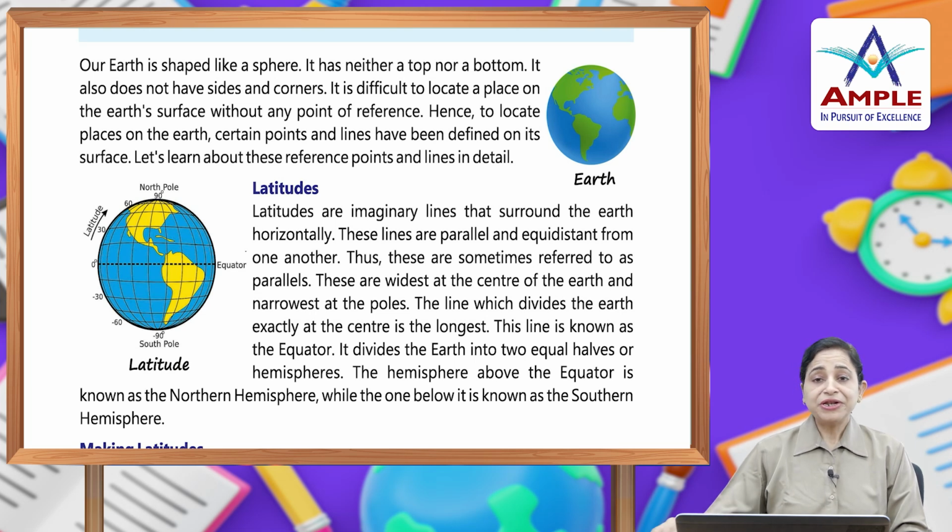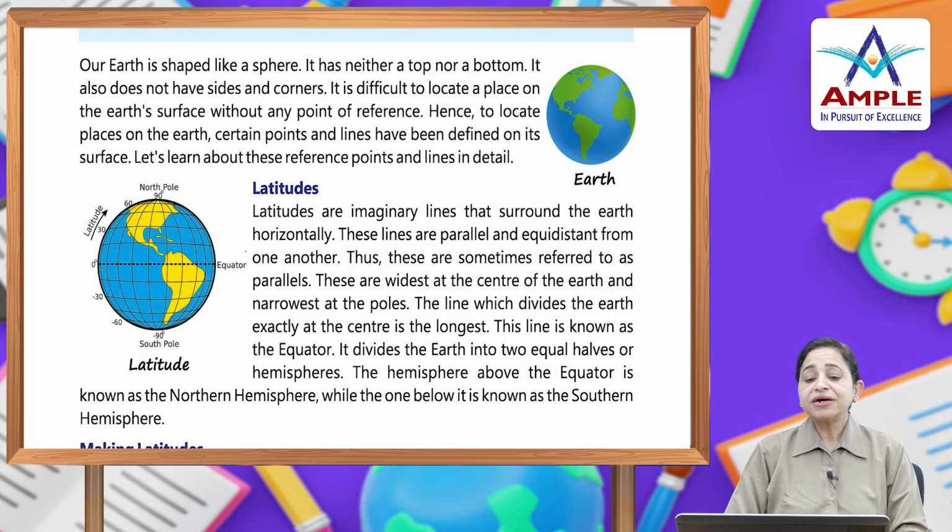So, first we will read about latitudes. These are imaginary lines that surround the earth horizontally. Okay, in horizontal manner these lines surround the earth. These lines are parallel and equidistant from one another. Thus, these are sometimes referred to as parallels. These are widest at the center of the earth and narrowest at the poles.